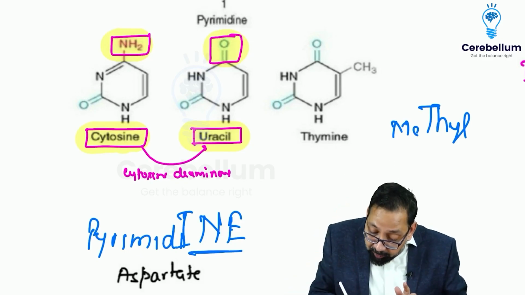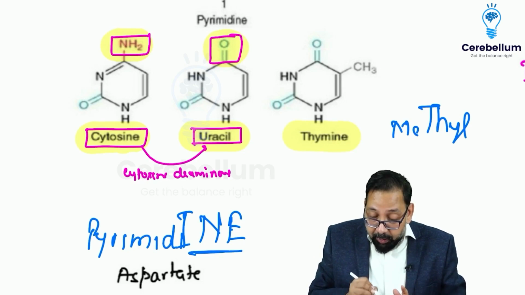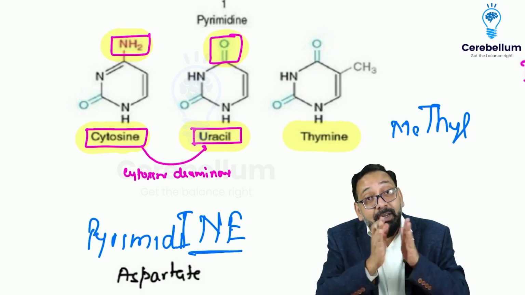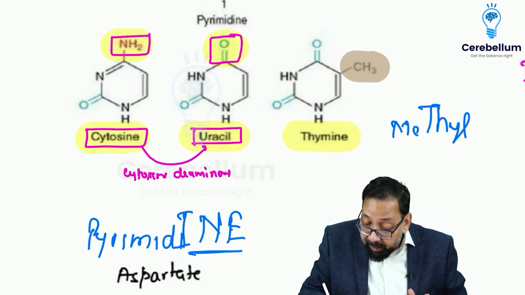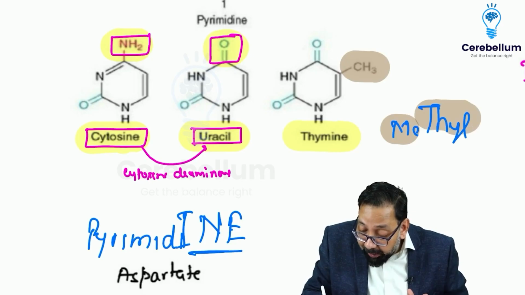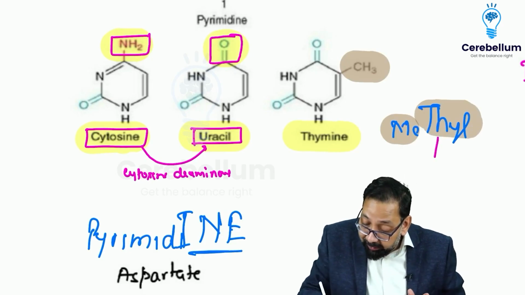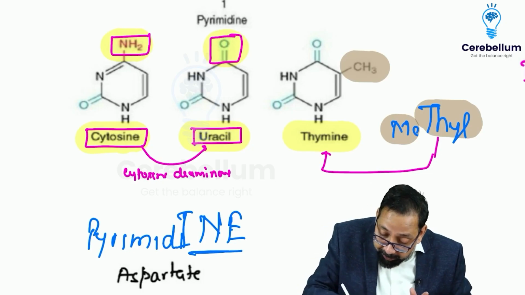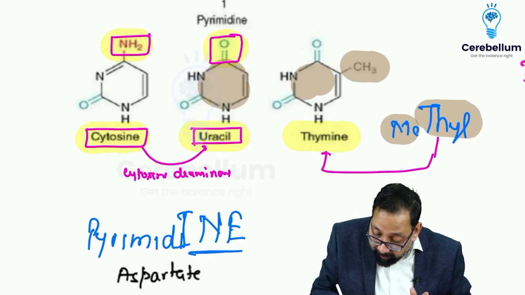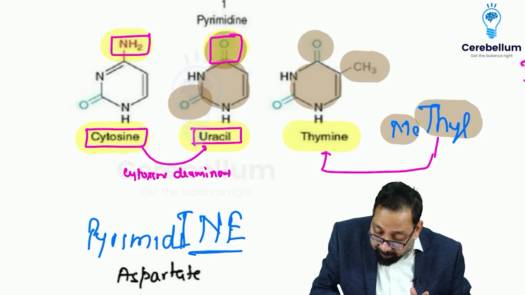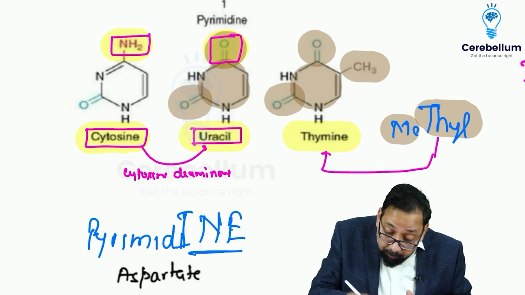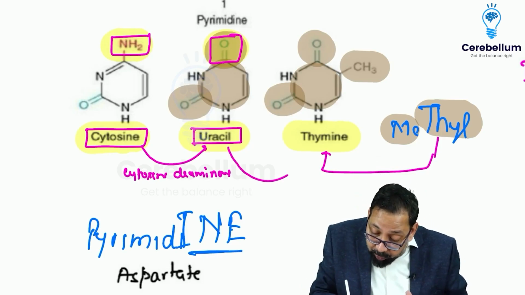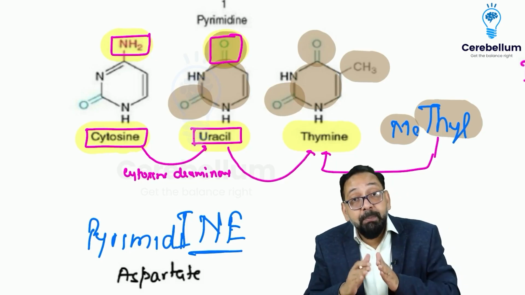If I see the structure of thymine, it is exactly uracil with an additional methyl group. The name itself tells you methyl. If a methyl group is there, that is thymine. So you can compare the structure. This is the same, this keto group is the same. Only the methyl group is extra. So if you want to convert uracil to thymine, you must add a methyl group.